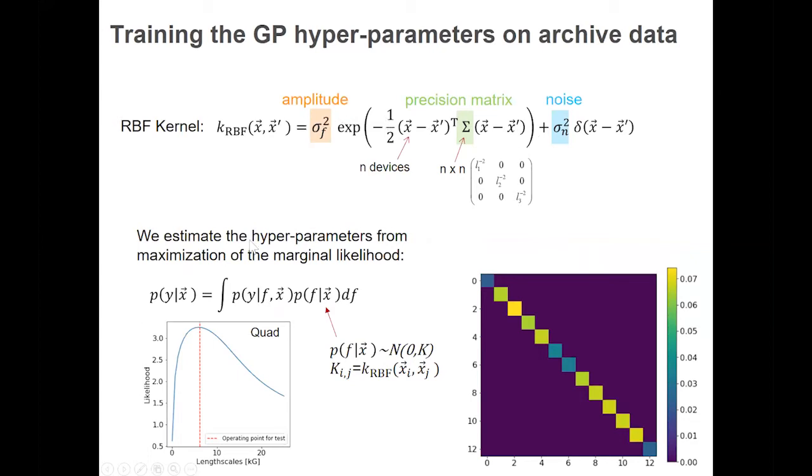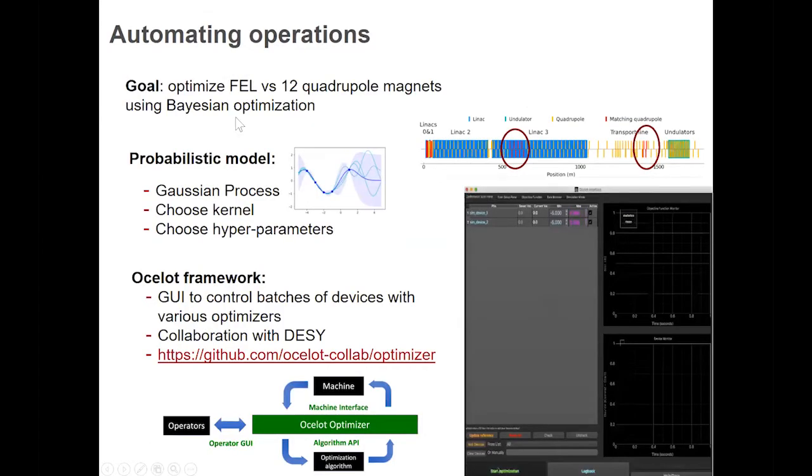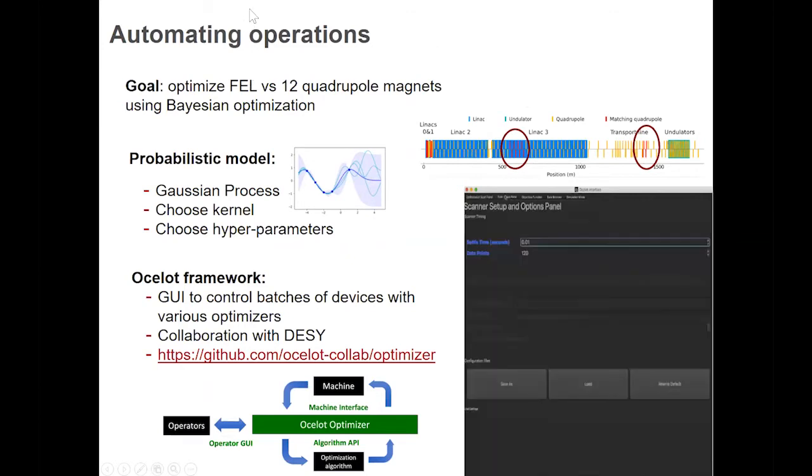Traditionally, it is done by maximizing the marginal likelihood of the given data. You can see here how we do that. For each quad, or for each input control, we scan the length scales, and then we record the likelihood, and we choose the point which maximizes this likelihood. This precision matrix is just a diagonal matrix, as you see here, and each element on its diagonal is determined from this process. So then how do we use this to automate operations?